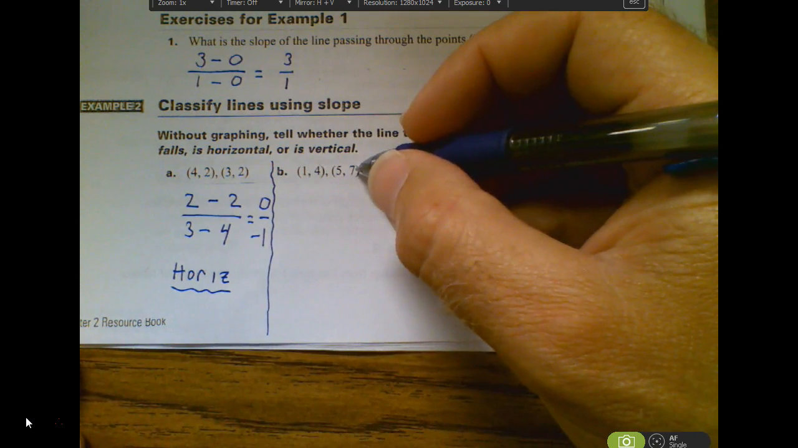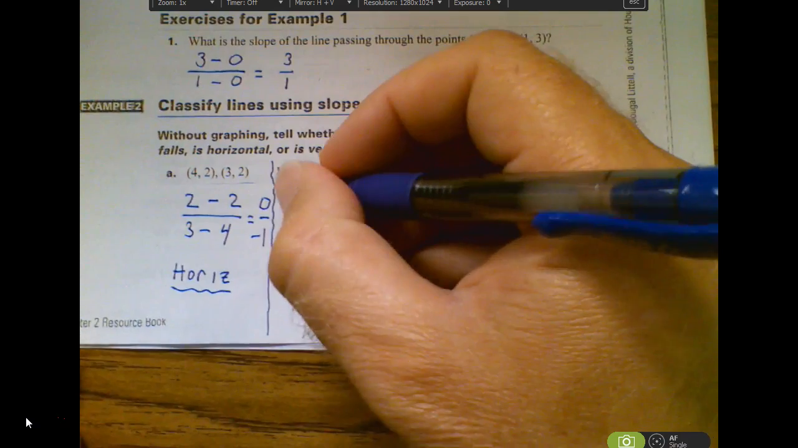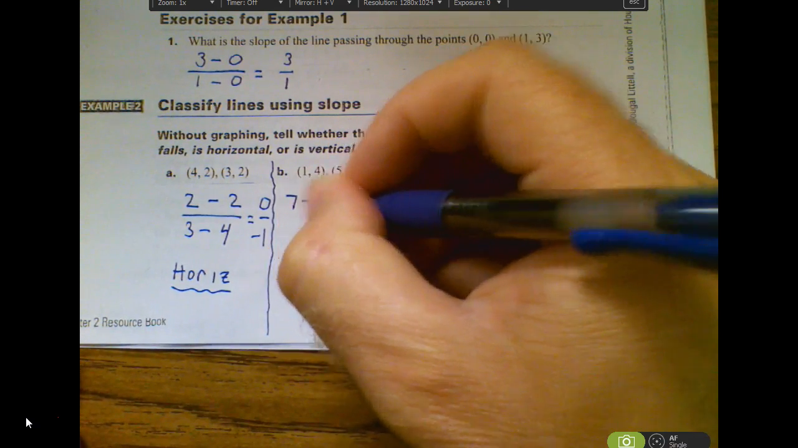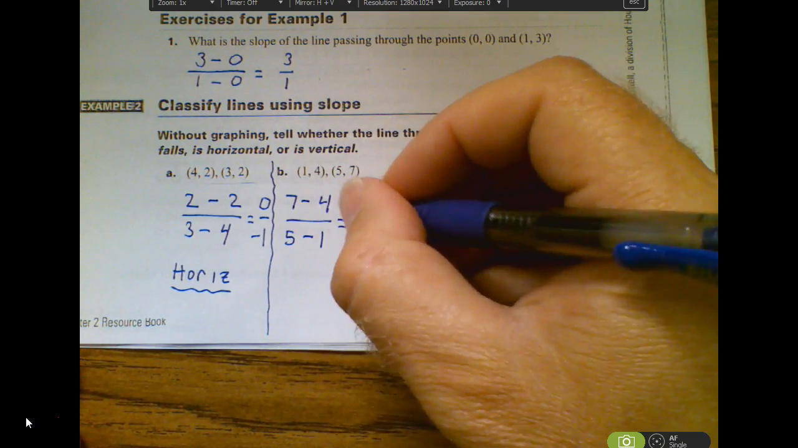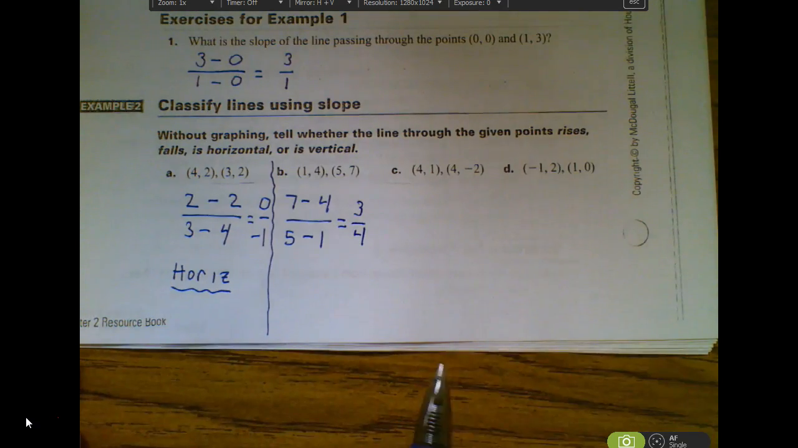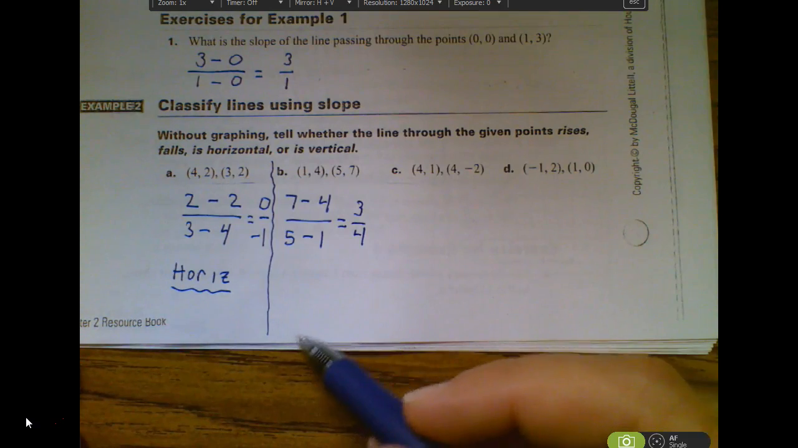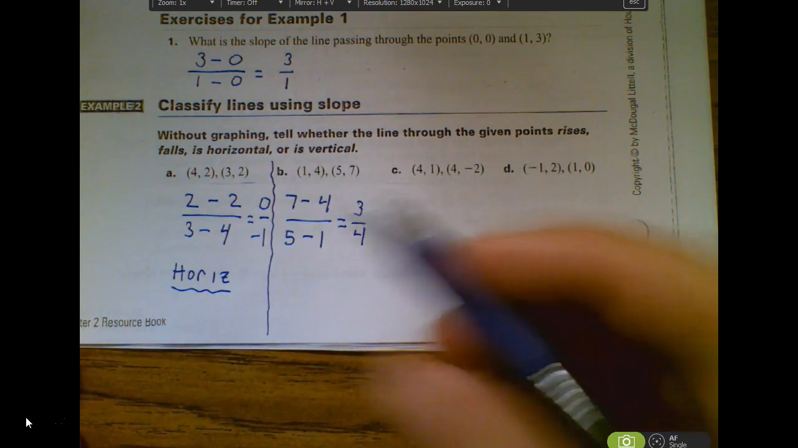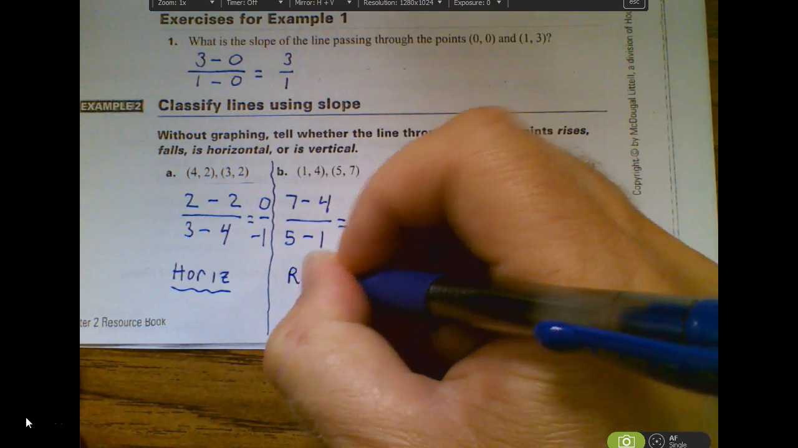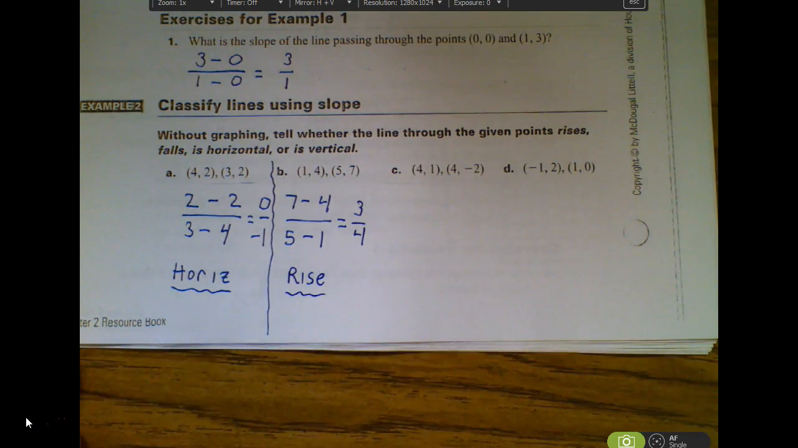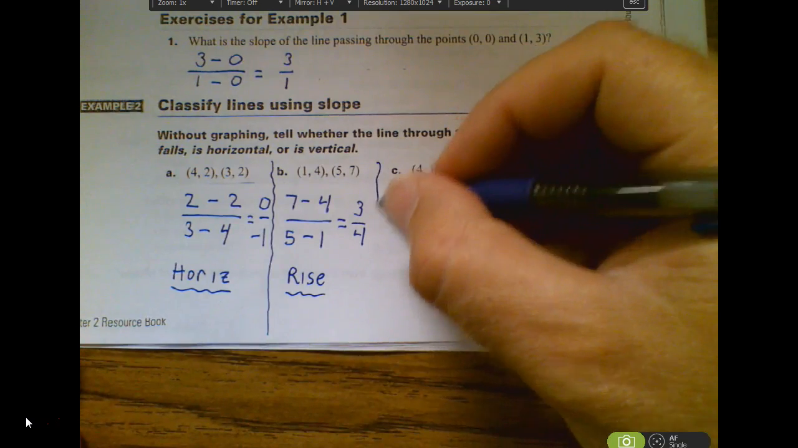I'll go through these real quick just so you can see a few examples. So again, on this one, if I did my slope formula, y minus y over x minus x, a little cleanup, and we can see that it is a positive slope. So anytime you have a positive slope, it's going up and to the right. So we would say that this slope is rising. Because it's positive, it's going up and to the right.